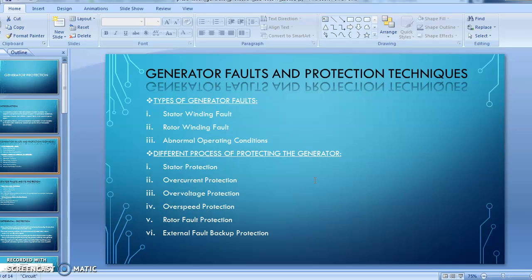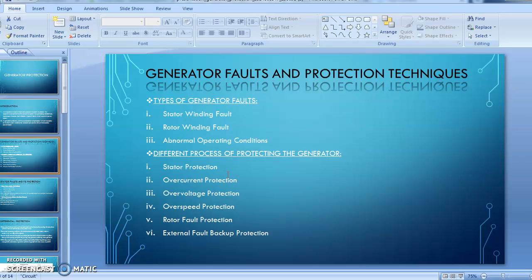In the first case, that is stator protection. This type of stator fault is likely to occur with the earth fault current limited by the resistance in the neutral of the generator. Depending upon the resistance in the neutral circuit of the generator, the fault current may be limited to a value between 200 to 250 ampere, or maybe between 4 ampere to 10 ampere.